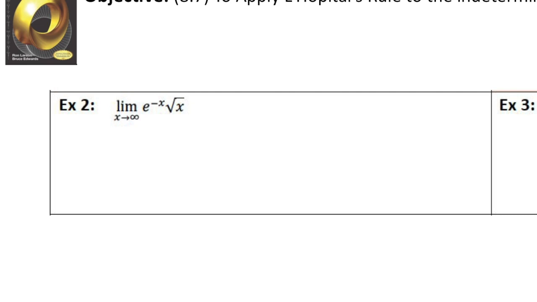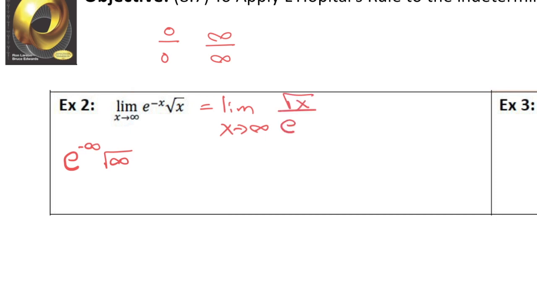So let's look at example 2. When I substitute, I get e to the negative infinity times the square root of infinity. Now that is neither 0 over 0 or infinity over infinity, unless we do a little bit of algebra. You know I love my algebra. So when we rewrite this problem, let's write it as the square root of x over e to the x. Now when I substitute, it's in the form of infinity over infinity, and I can apply L'Hopital's rule.